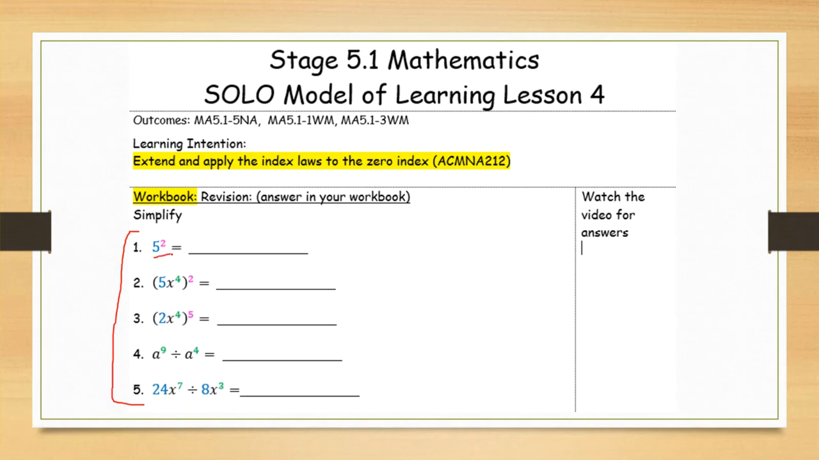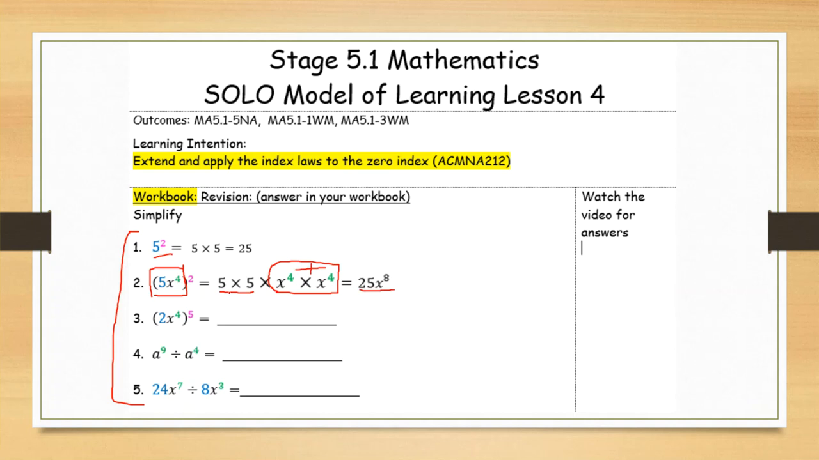5 squared is 5 times 5, which is 25. So when we connect that to 5x to the power of 4 and we square that number, we need to square the 5, so 5 times 5, and we need to square this part as well. So x to the 4 times x to the 4, we add the indices here. We get 25x to the power of 8.